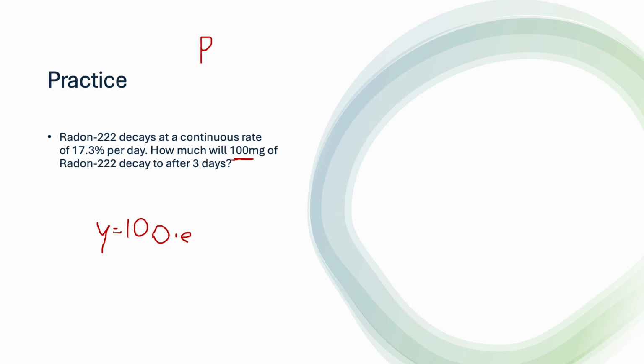And then what's our rate? So our rate is going to be 17.3% per day. But remember, we need to write that as a decimal. So it's going to be 0.173. And then it's times x, but x in this case is going to be 3 days. So see if you can calculate that in your calculator. I've got to go grab water really quickly. So while you're doing that, just see what you get. If you're having trouble, that's fine. We'll go through it as soon as I'm back.